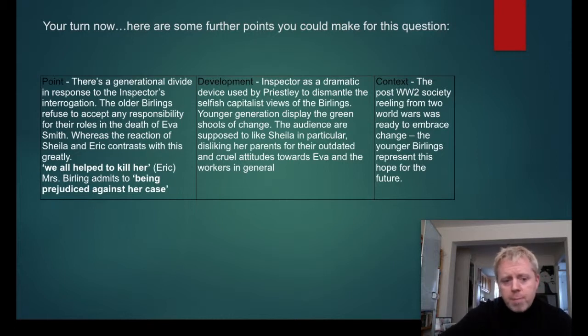Some evidence to support that. "We all helped to kill her," Eric says. Mrs. Birling admits to being prejudiced against her case.